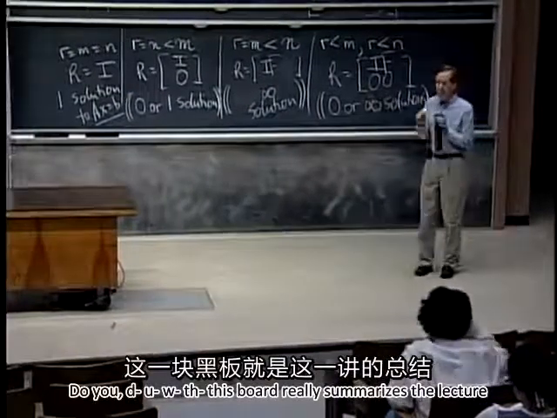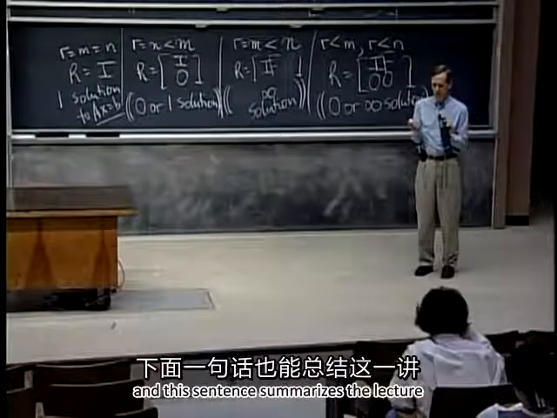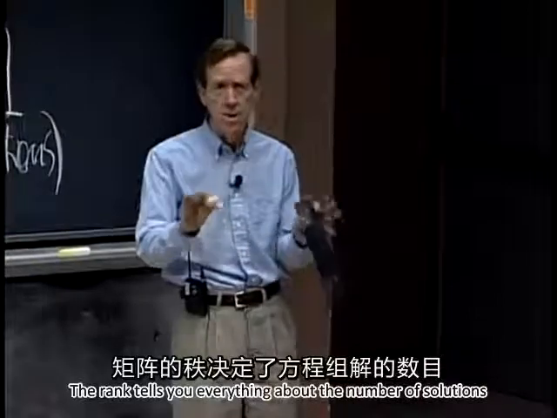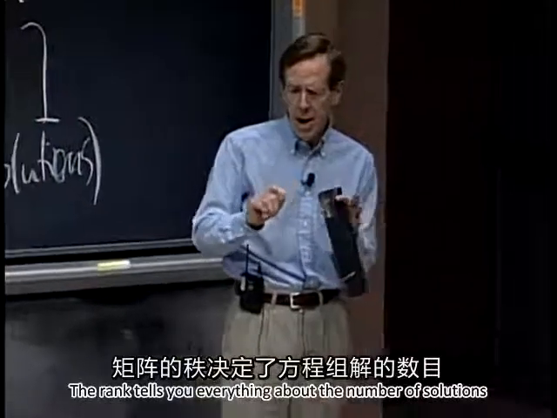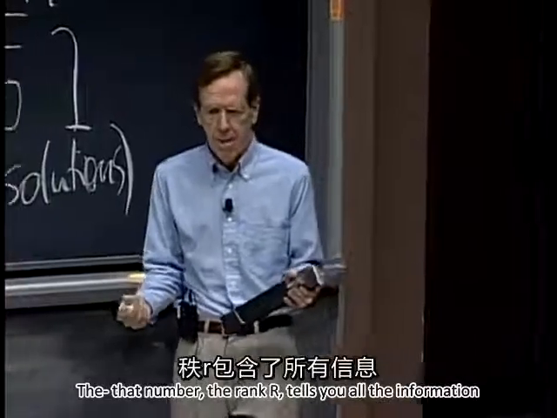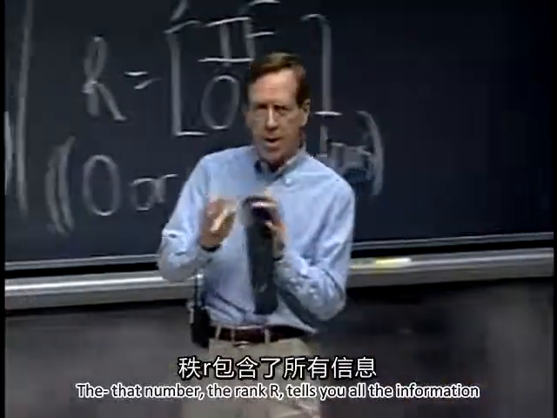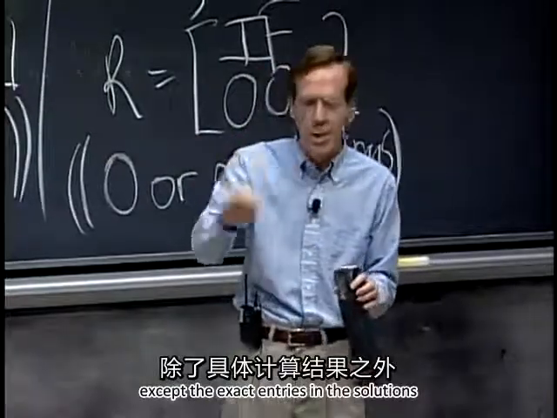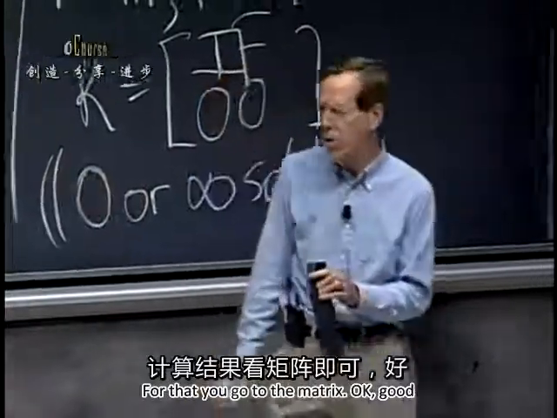This board really summarizes the lecture. And this sentence summarizes the lecture. The rank tells you everything about the number of solutions. That number, the rank R, tells you all the information except the exact entries in the solutions. For that, you go to the matrix.